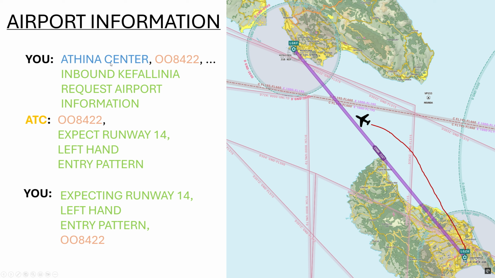So you would say, Athena Center, Oscar Oscar 842, where you are, inbound Kefalonia, that's the most general way, and then request airport information. And then you would get something like, Oscar Oscar 842, expect runway 14, that's important information because there's two sides to a runway, so we have runway 14, left-hand entry pattern. So you would repeat, expecting runway 14, left-hand entry pattern, Oscar Oscar 842.